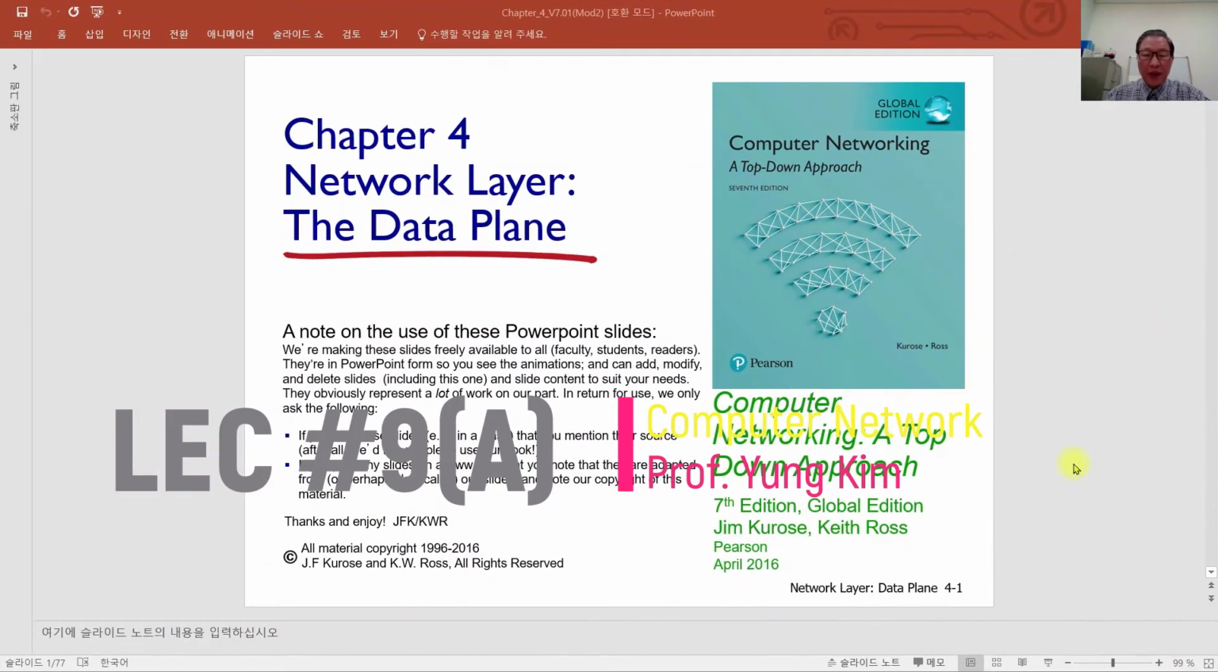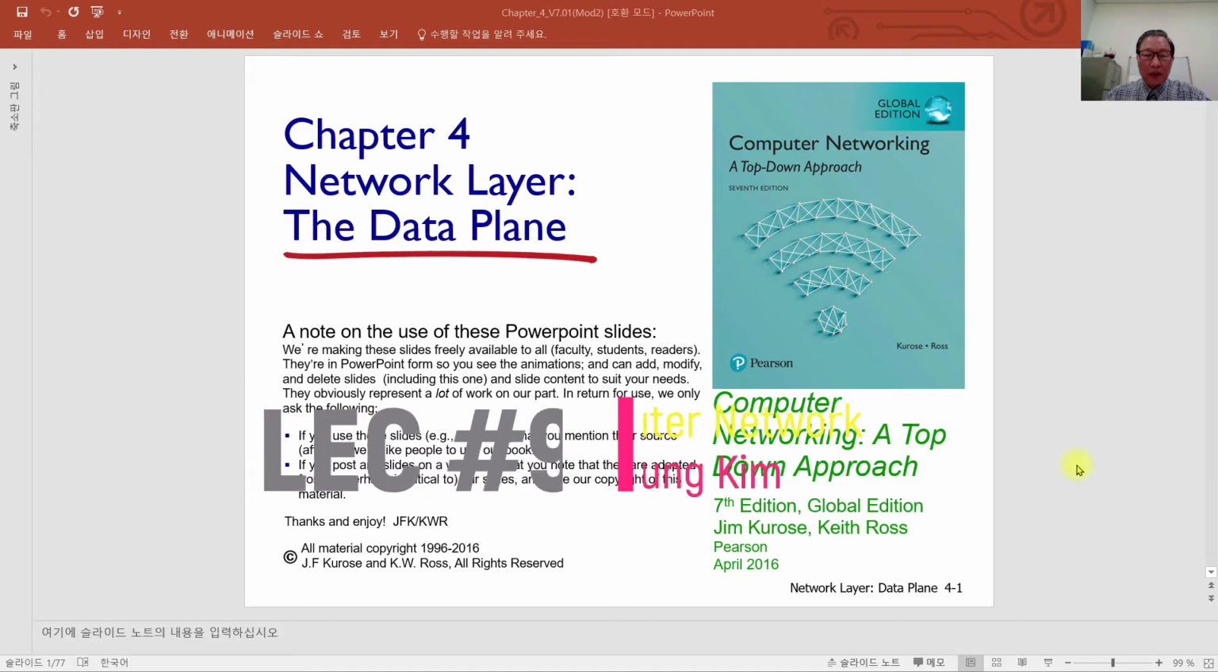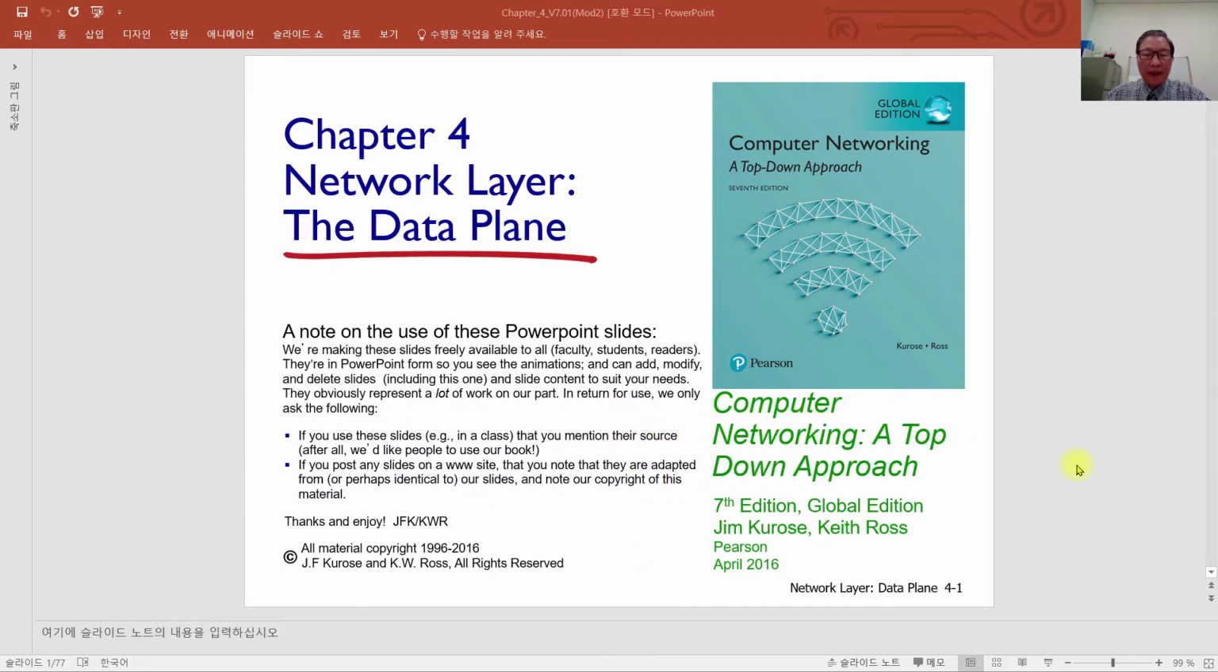Hi, this is ninth week, especially part A. We learn about chapter 4. This is the network layer, and the network layer is explained in this layer for the data plane. Also, chapter 5 is explaining about the network layer, and that is mainly for the control plane. And we learn about the data plane and the control plane.